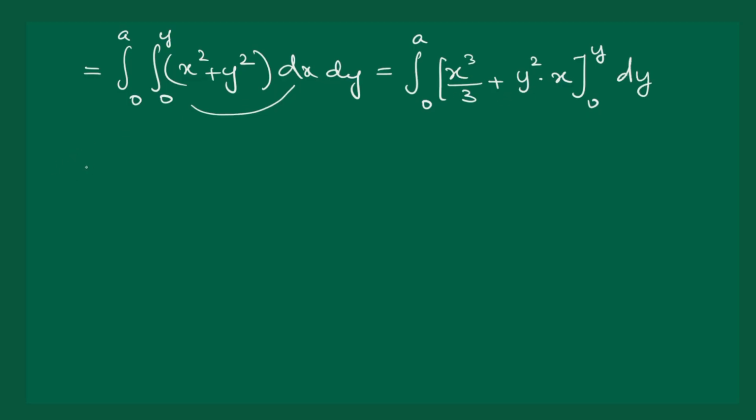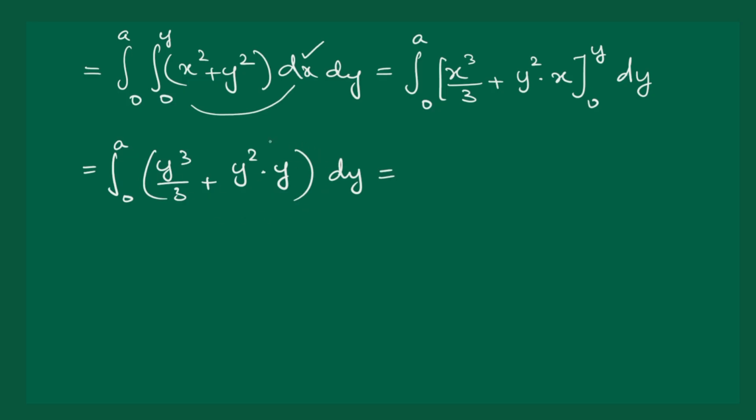While applying the limit, we have to substitute the limit only to the variable x because we have integrated with respect to x. So here it becomes y cube by 3 plus y square into y. This is the upper limit minus the lower limit, which is 0. So it becomes 0. Now we have to do the integration.